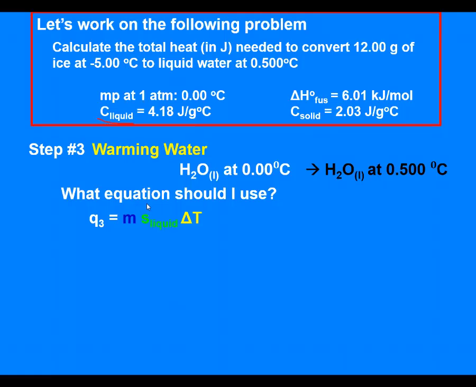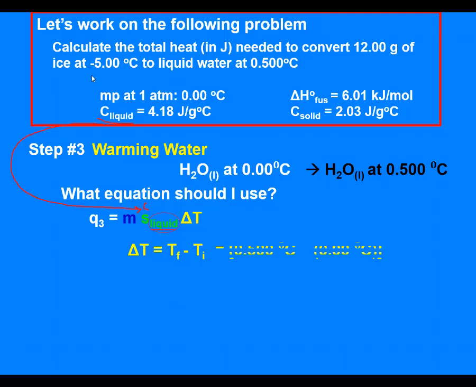Now remember, sometimes I'll use an S for specific heat. We're using a C here, so you'll see both in some of my notes. So I'm using that for the liquid water right here. So I specifically put a subscript for the state of matter, so I'd remember to use that state of matter here. Now I also will find the change in temperature. Now the final temperature was going to be the 0.5 degrees Celsius. The initial temperature was the 0 degrees Celsius that I had after the phase change. So be very careful not to put in the -5 degrees Celsius. We had already accounted for that when we considered heating the ice up.